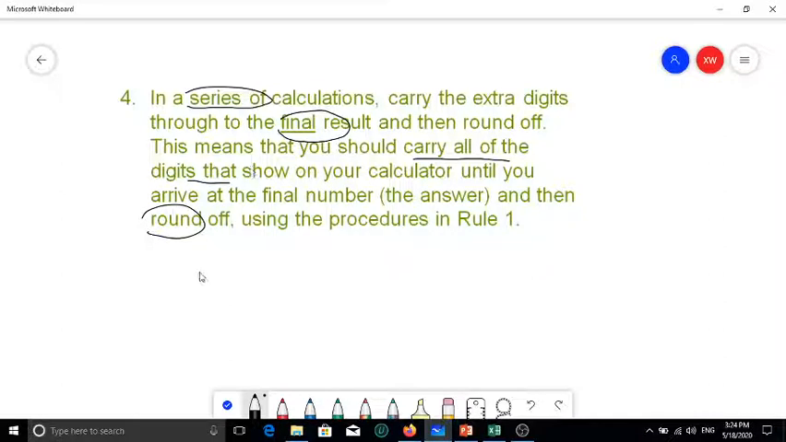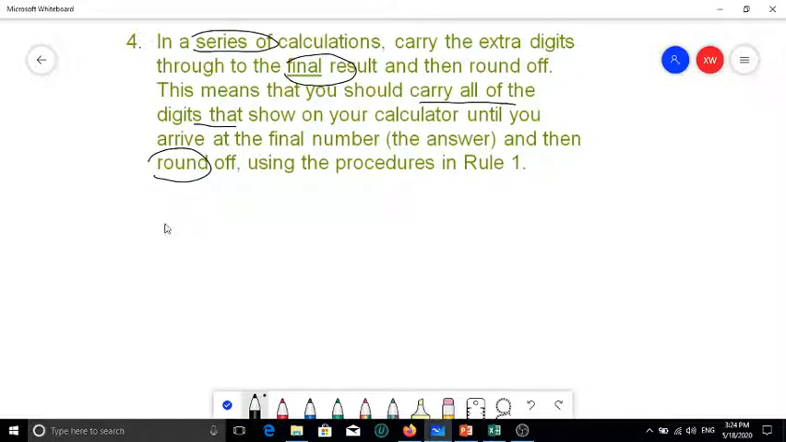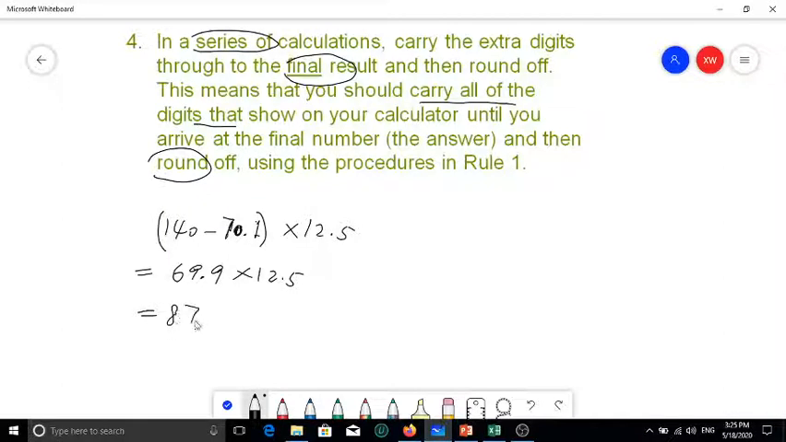Let's take a look at the example here. We have 140 minus 70.1 in parentheses, and then this result will be multiplied by 12.5. You have to do what's in the parentheses first, and then do the multiplication. If you put this in the calculator, the subtraction in the parentheses gives you 69.9, which multiplied by 12.5 gives you a number like 873.75. Now the question is, how do we count either decimals or sig figs here?